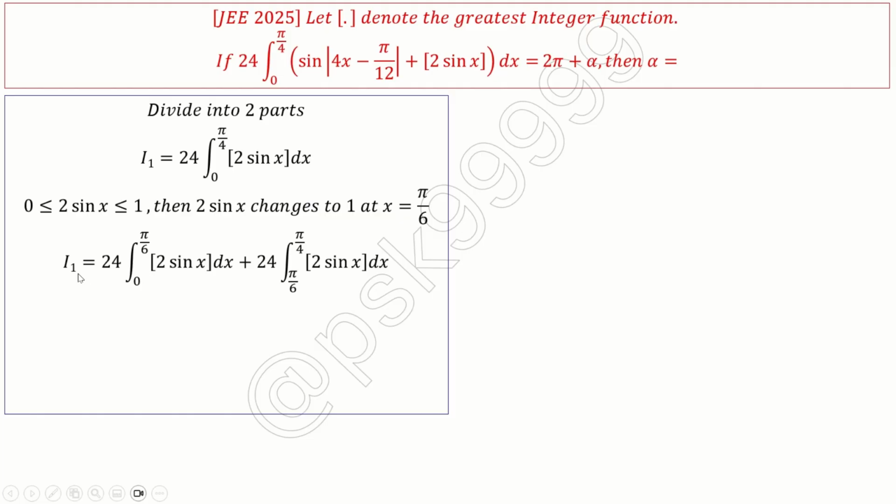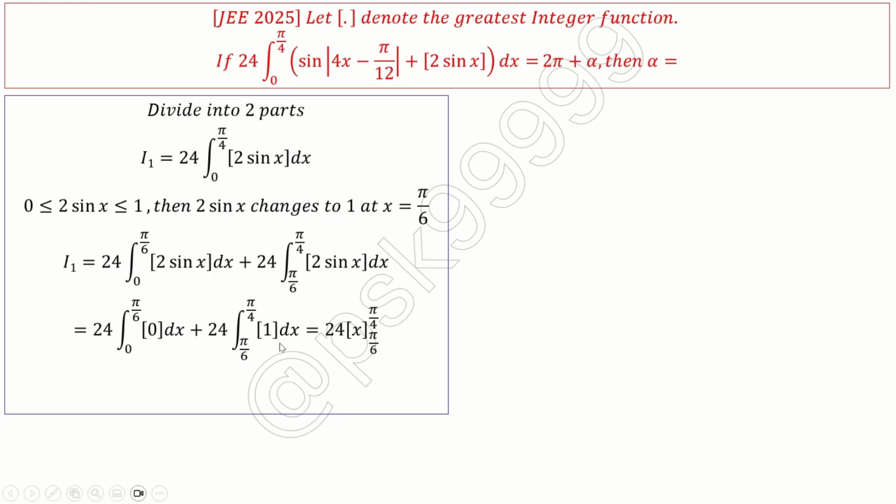Okay, so I1 I will write it as 24 times integration 0 to pi by 6 of GIF of 2 sin x dx plus 24 times integration from pi by 6 to pi by 4 of GIF of 2 sin x dx. Okay, we know that in this range it is less than 1. So less than 1 means this is 0, correct? At pi by 6 it is 1, correct? So you will get 2 sin x more than 1 in this range. So this is 0, this is 1, this you can ignore.